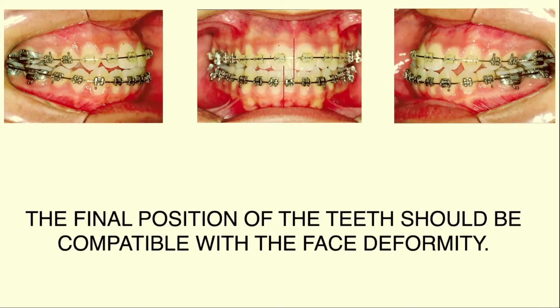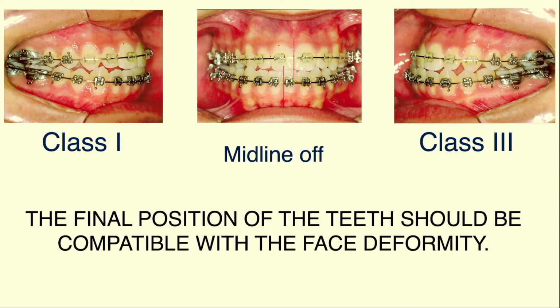So in this patient, we did orthodontic preparation, putting the teeth of the mandible in the same position in 3D as the bone position. The final position of the teeth should be compatible with the face deformity. This is the point when we start to prepare a patient for orthognathic surgery. So that's a very important point. The final position of the teeth should be compatible with the face deformity.